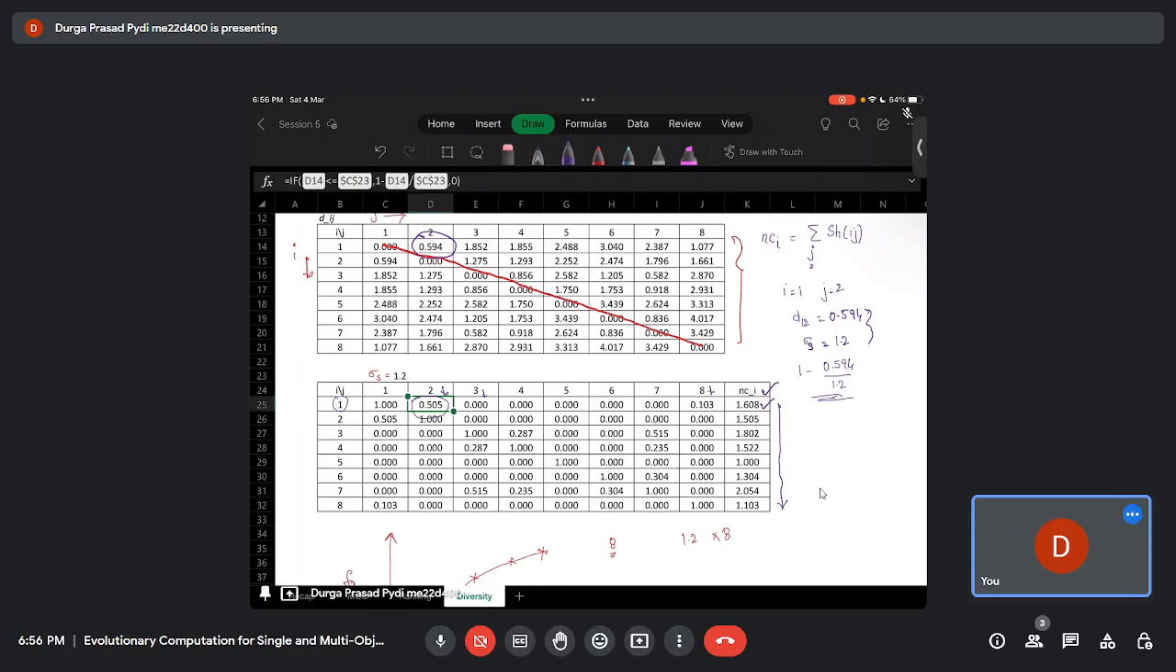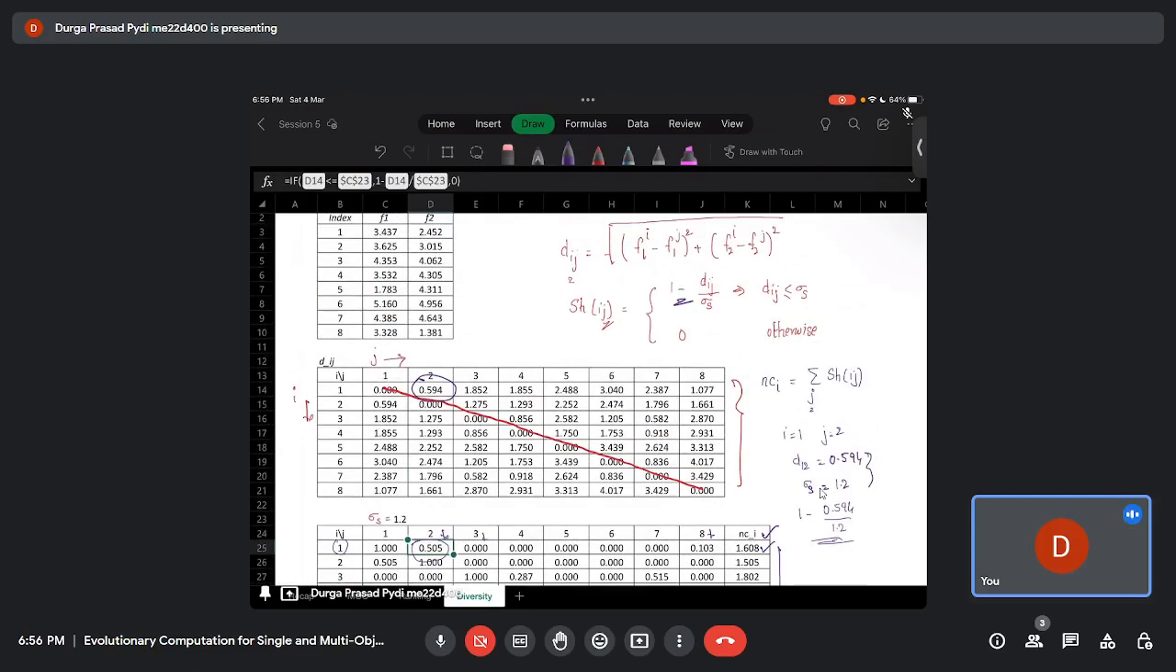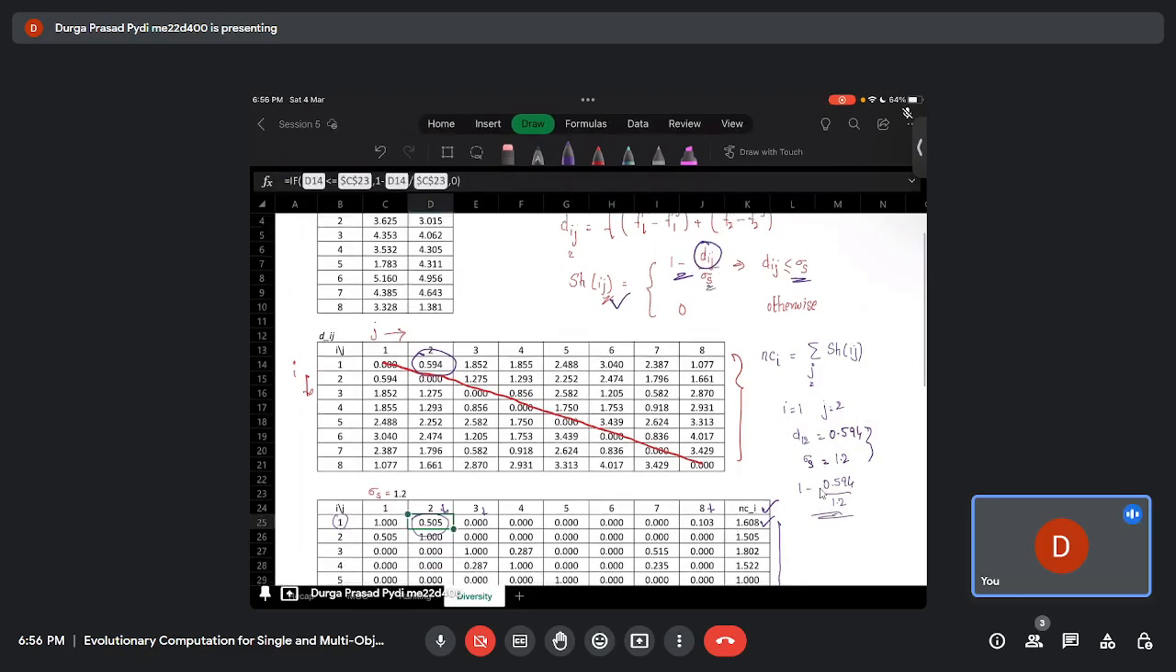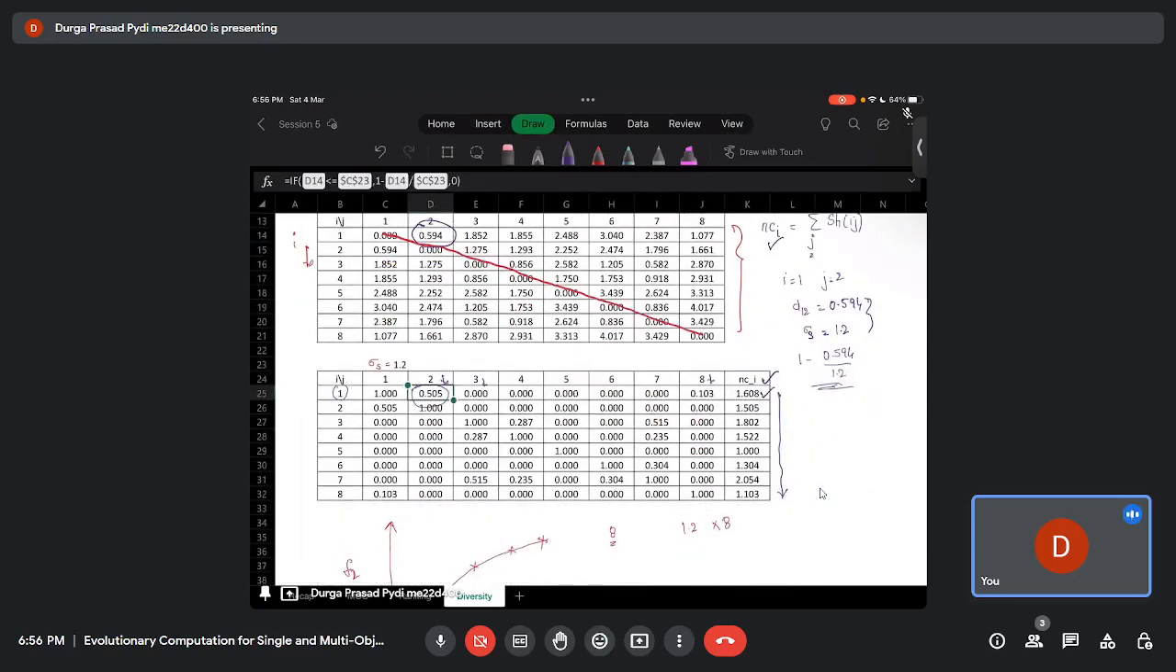It is defined in minus, so it will be the other way around. So if your Dij is less than or equal to sigma s, so the points are very close together, this particular value will get decreased, so your sharing parameter will be increasing. When your sharing parameter is increasing, your NC value will be increasing. So this particular value will also increase for the case when the points are very close together. I hope now it is clear.